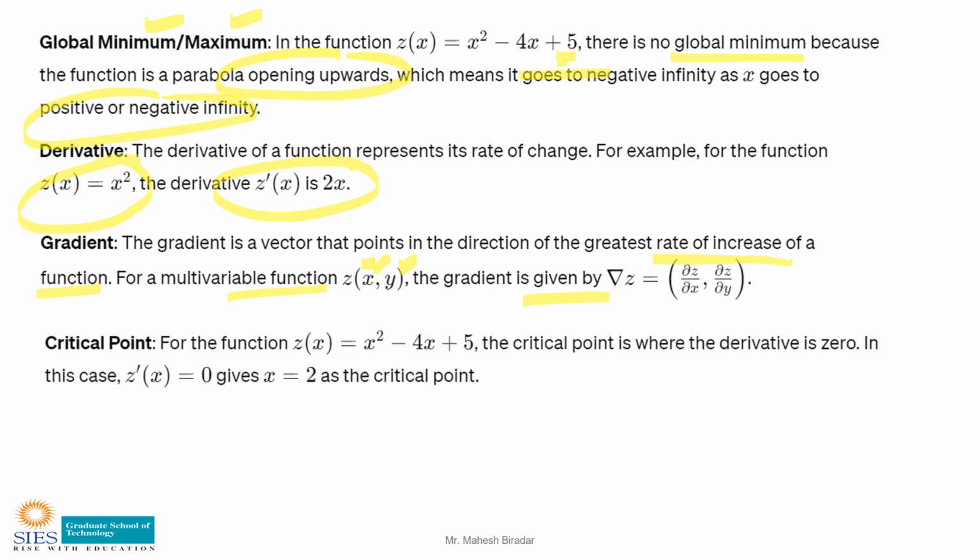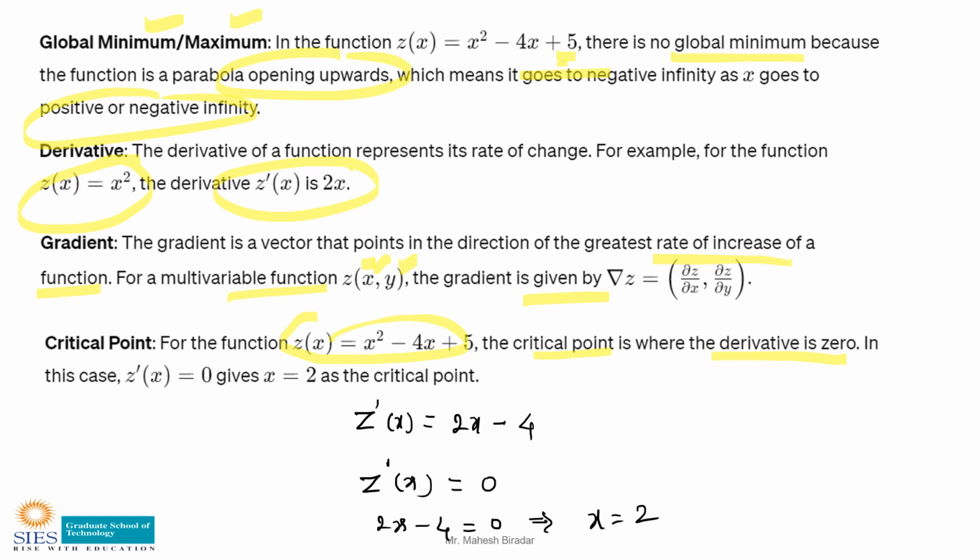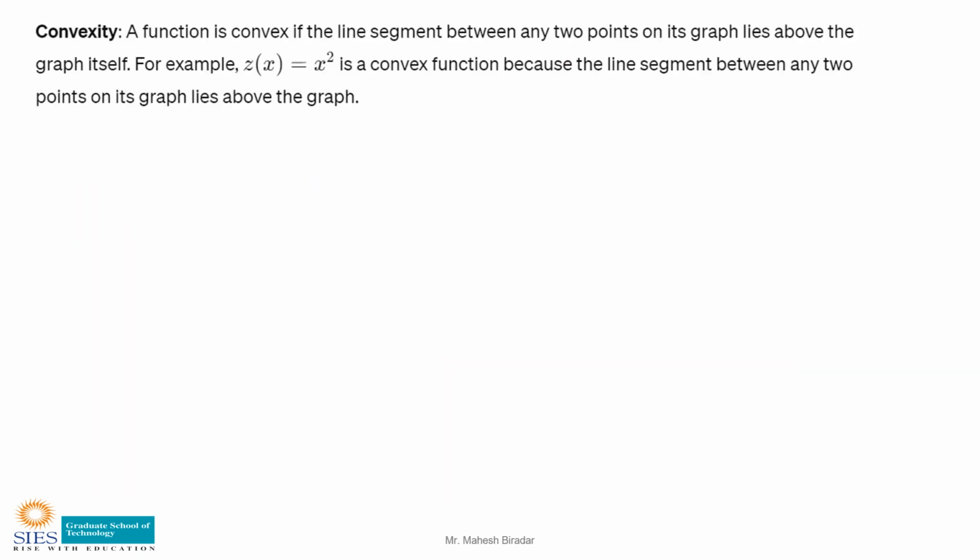Critical point. Suppose this is the function. The critical point is where the derivative is zero. So if you differentiate the above function, then we know that z dash of x, the derivative of x square, is 2x, minus the derivative of 4x, which is 4. And if you equate z dash of x equal to 0, that is 2x minus 4 equal to 0, and if you simplify, you will get x is equal to 2. So x is equal to 2 is a critical point here.